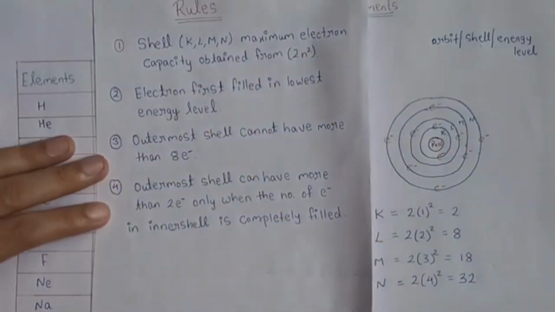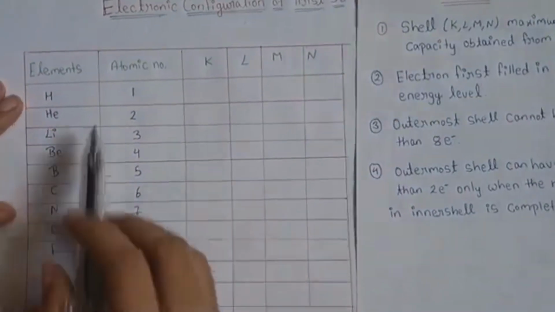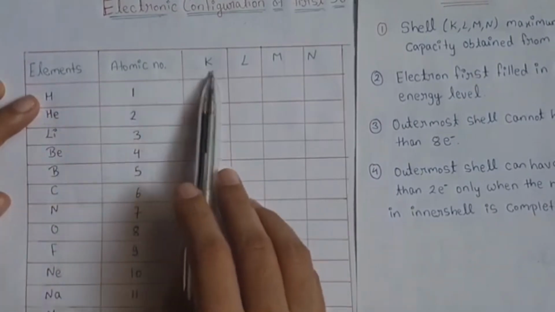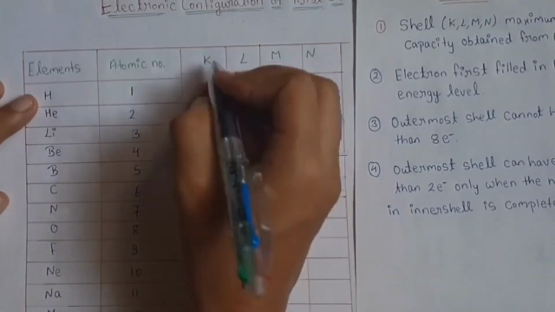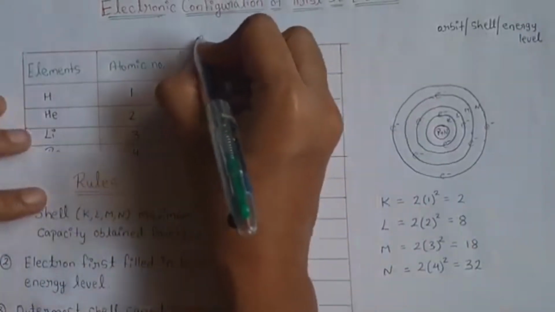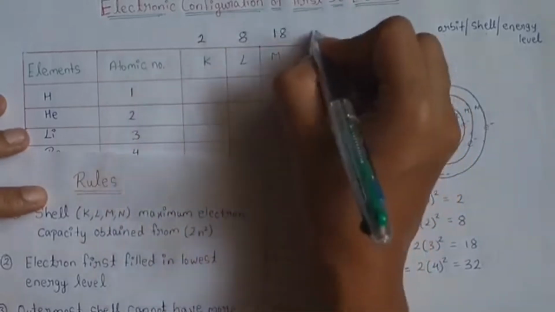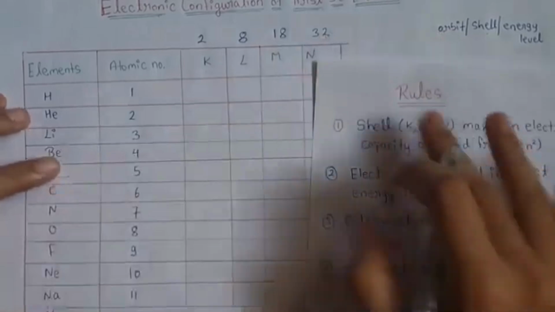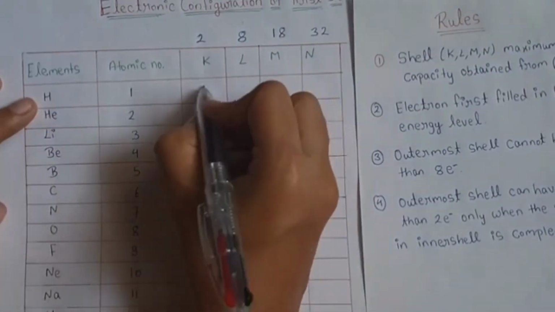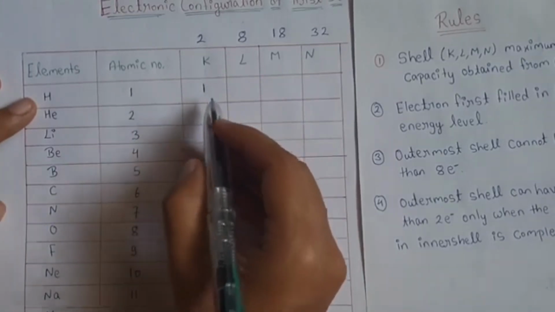So here we start the electronic configuration of 30 elements based on KLMN. The first element is H, hydrogen, with atomic number 1. As we saw using the formula, in K we can fill 2 electrons, in L 8, in M 18, and in N we can fill 32 electrons. For hydrogen, the atomic number is 1, and its electronic configuration is also 1. In the K shell, we can fill 2 electrons.